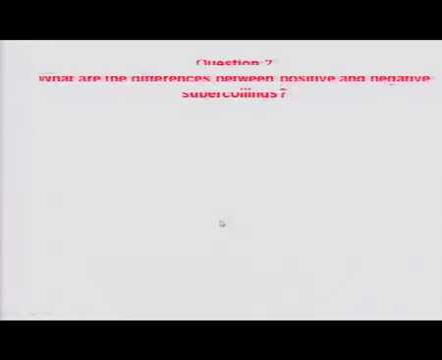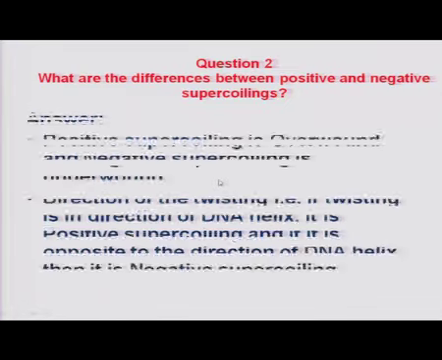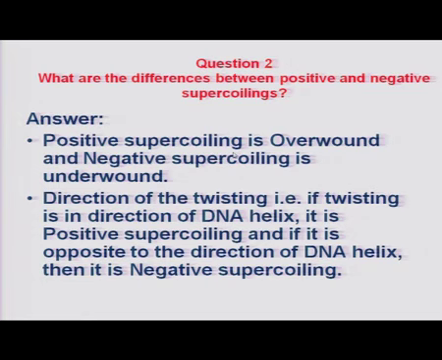Next question, what are the differences between positive and negative supercoilings? So here is the answer. Positive supercoiling is overwound and negative supercoiling is underwound. As we know, in B-DNA there are 10 base pairs in one turn. If the number of base pairs per turn goes on increasing by the winding of the DNA helix, that will give you positive supercoiling, and if the number of base pairs per turn goes on decreasing due to the coiling of the DNA helix, it will give you negative supercoiling.